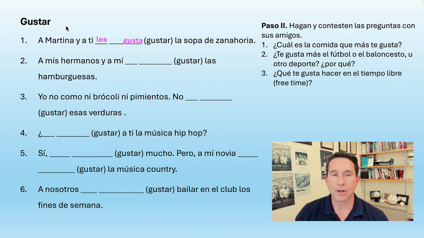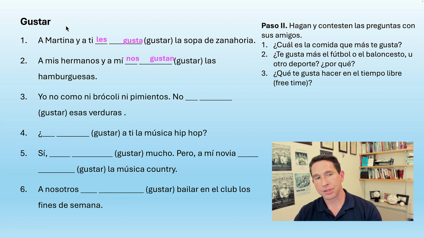A mis hermanos y a mí, blank las hamburguesas. So my brothers and I like hamburgers. Hamburgers are pleasing to my brother and I. So it's not just me, it's my brothers and I, right? So nos gustan las hamburguesas. The hamburgers are doing the action of pleasing a nosotros.